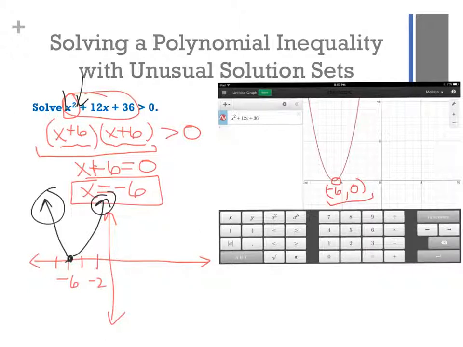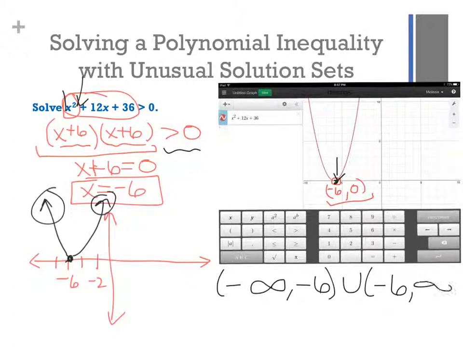Well, to tell you the truth, the function is greater than 0 for every x value except right here when it touches the x-axis at negative 6. So our solution to this is negative infinity to negative 6, because again at negative 6 the function is not greater than 0, and then from negative 6 to infinity the function is greater than 0.